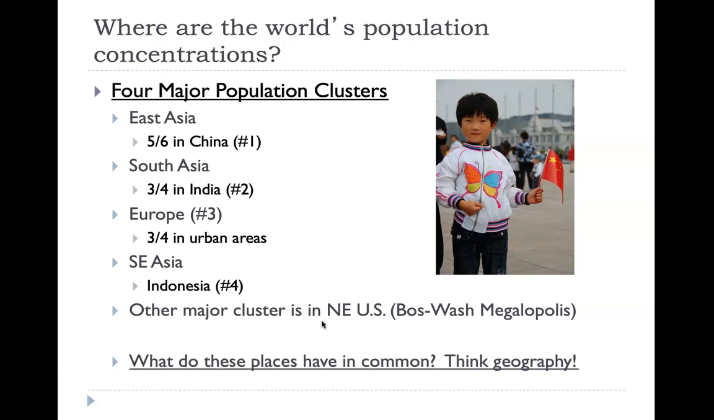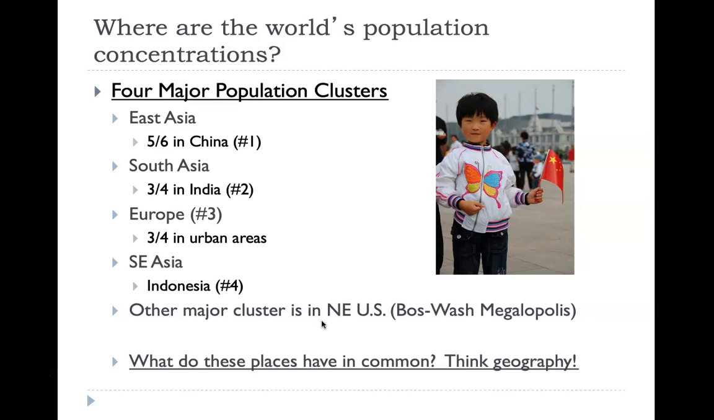It's the number one country in the world at this point, although our second population cluster, South Asia, and the biggest country there, India, also at 1.3 billion, will overtake China in the next 20 or so years in terms of overall numbers, right? So in your lifetime, India will become the number one populous place. It will overtake China. Europe falls in at number 3.